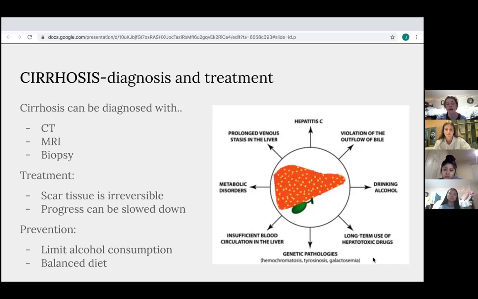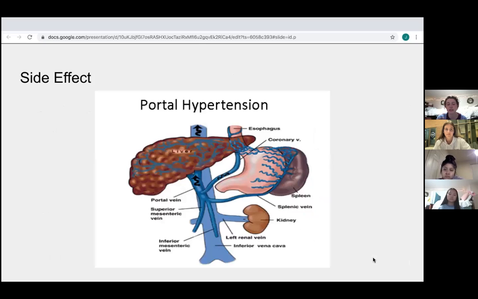A side effect of cirrhosis in the liver is portal hypertension, and this is most commonly seen in patients with diabetes and cirrhosis of the liver. So hypertension means high blood pressure, and this image helps explain. It looks more complicated than it is.